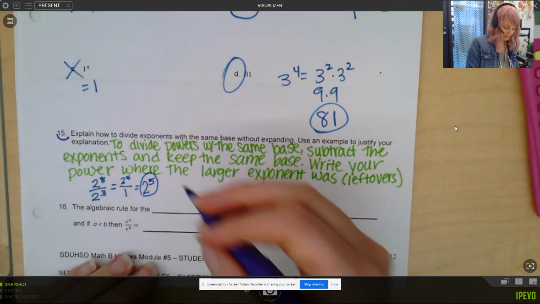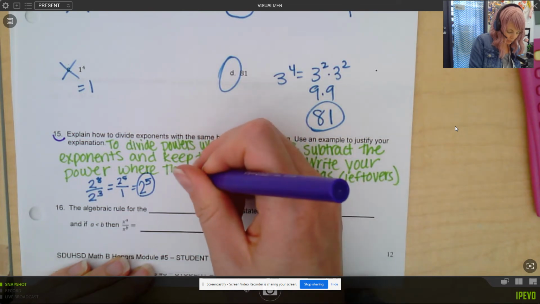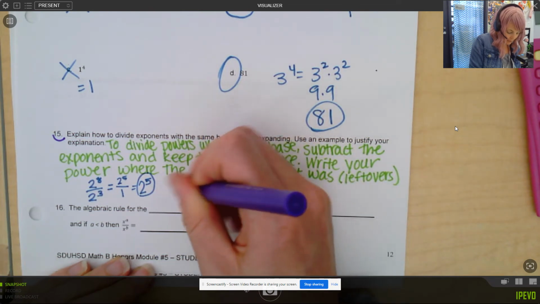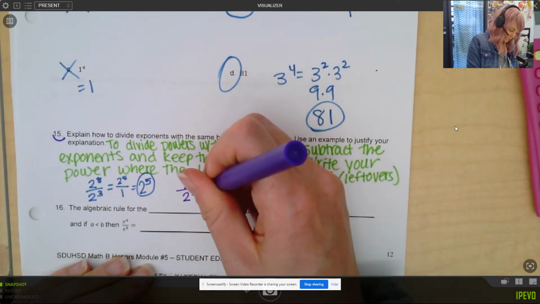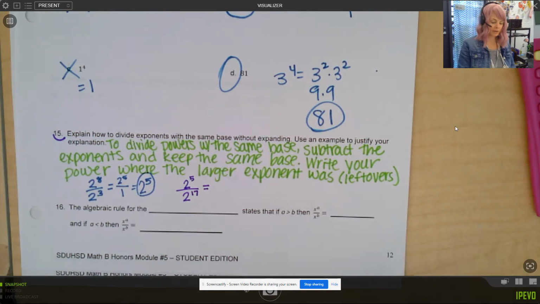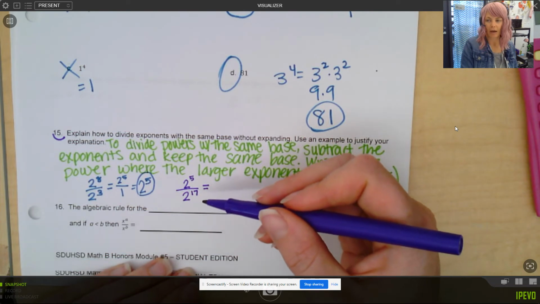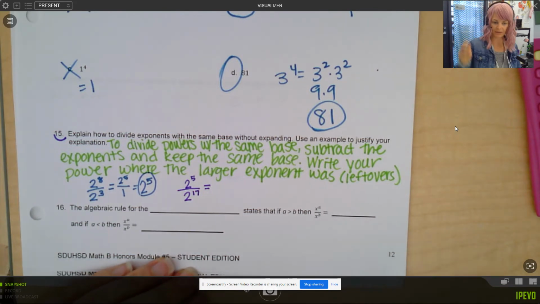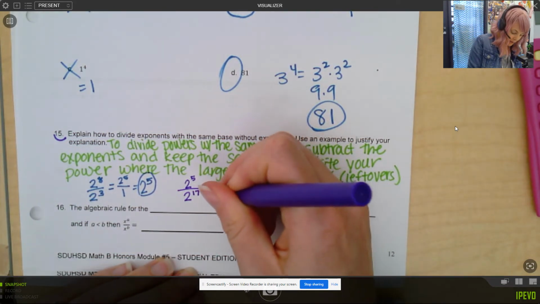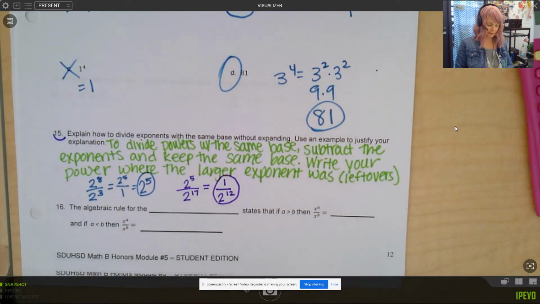My second example, I'm going to just switch those around. So maybe I have 2 to the 5th over 2 to the 17th. Okay, how many factors are in the numerator? 5. How many factors in the denominator? 17. How many factors will cancel out? 5 of them. How many will be left over? 12. Where will they be? In the denominator. So this is 1 over 2 to the 12th, which is a great answer.